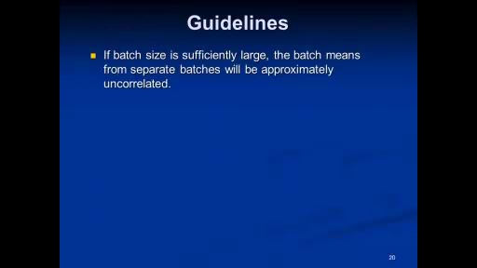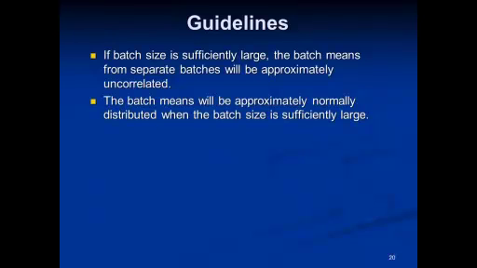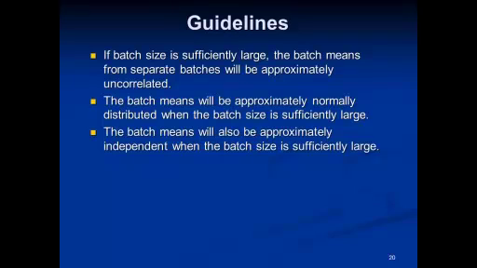And then there's some guidelines about batches and batch sizes, and how many batches, how many observations within a batch, and so forth. And if we select a sufficiently large batch, which is a relative term, and there are some techniques to determine how large a batch should be, then we're pretty much guaranteed that the means are going to be approximately normally distributed, so that we can do this standard method of calculating a confidence interval using the grand mean of those batched means. And then the batched means will be approximately independent when the batch size is sufficiently large as well.